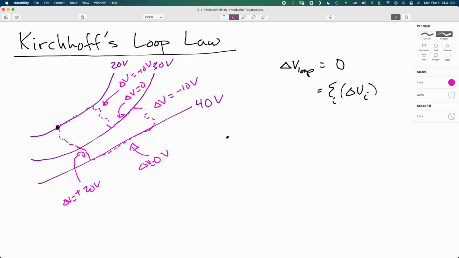So if I were to add all this up in this example, I would have plus 20 volts, plus 0 volts, minus 10 volts, minus 0 volts, minus 10 volts, minus 0 volts for this stretch right here, and that's 0 as advertised.